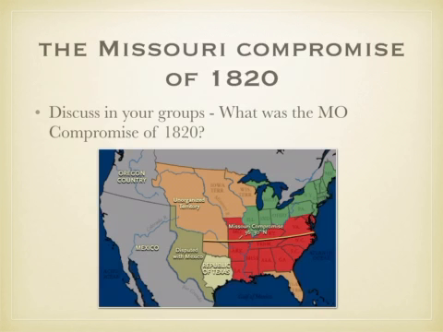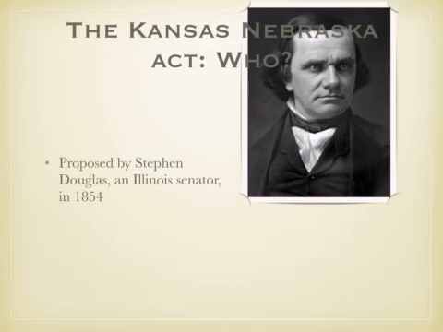The Missouri Compromise also states that any state to enter the Union above the line would enter as a free state, and any state to enter the Union below the line would enter as a slave state. Now, this idea is very important for today's lesson, so keep that in mind.